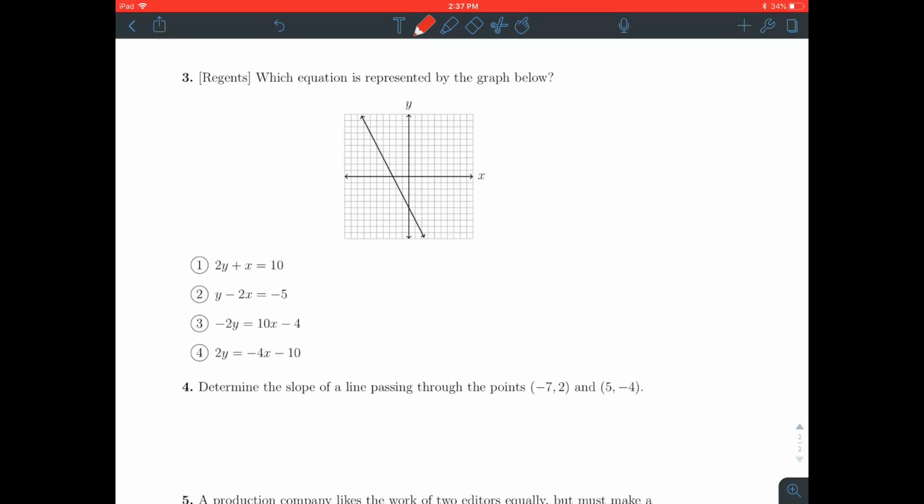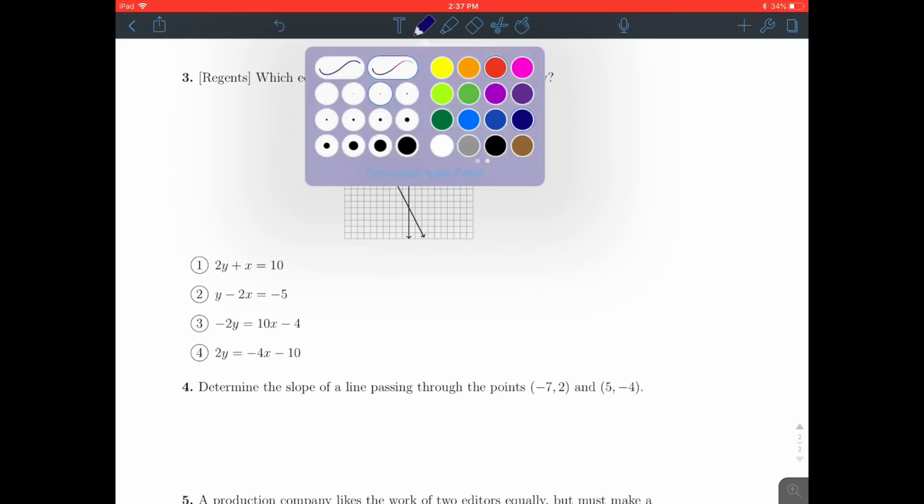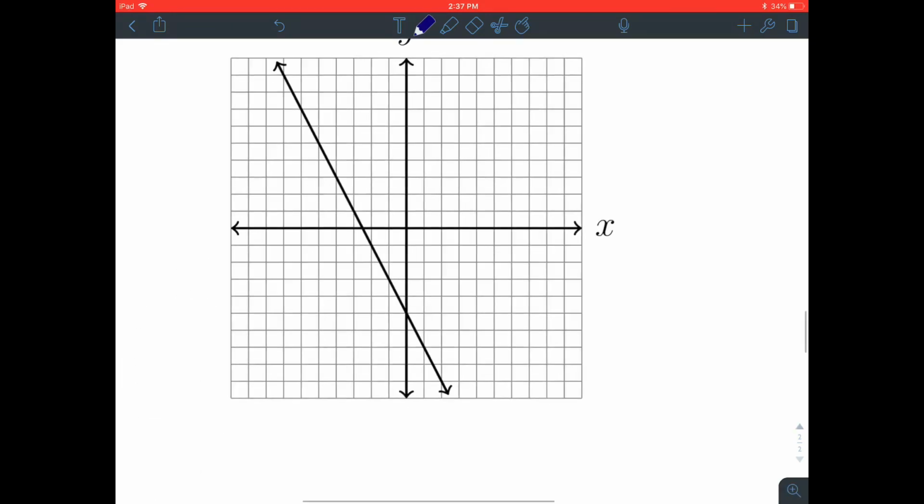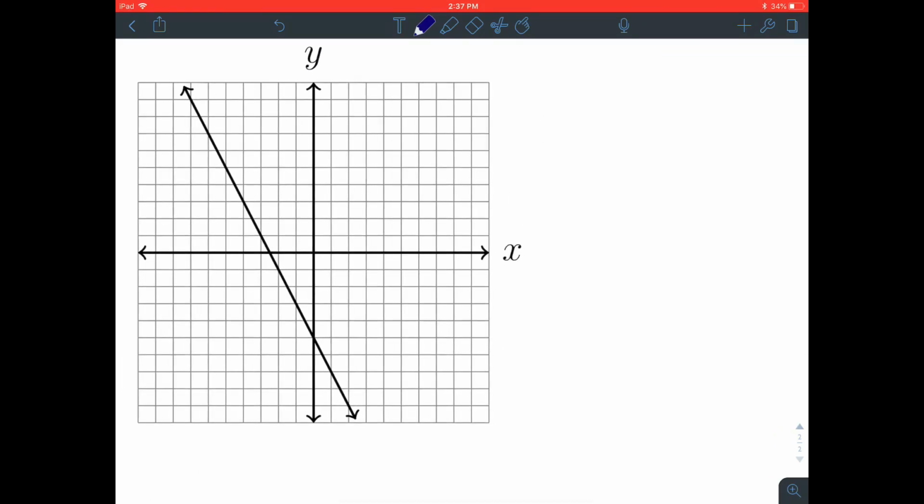All right, for problem number 3, which equation is represented by the graph below? So usually when I do multiple choice problems, I avoid looking at the choices until I take a look at the problem and solve some stuff. So let's try to find the equation of this graph. It's a linear graph, so I know it's going to be in the format y equals mx plus b.